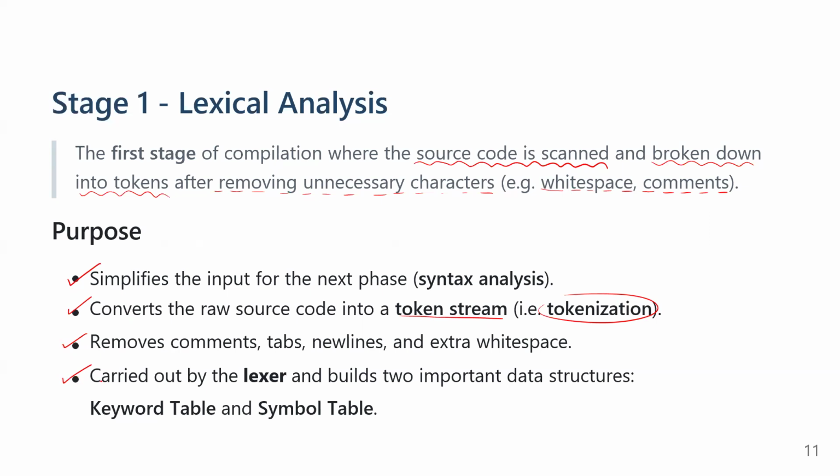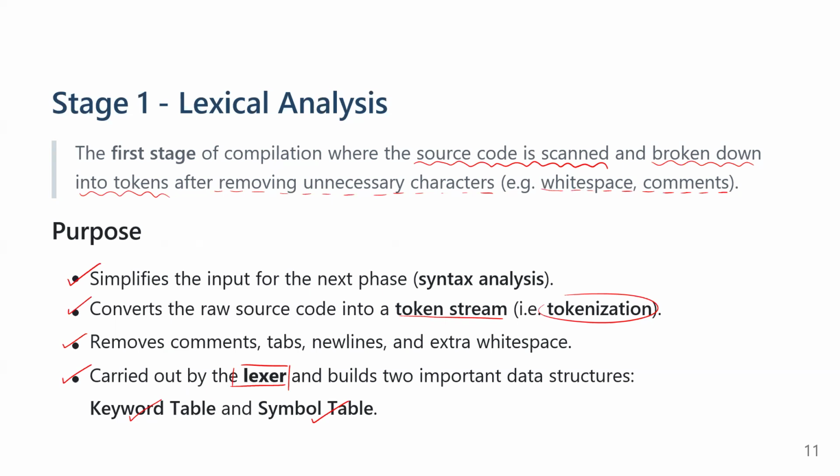And once and for all, one more important thing is that lexical analysis is conducted by a program called the Lexer. And the Lexer builds two important data structures called the keyword table and a symbol table. So if you remember from the previous simple definitions I gave you, a symbol table is essentially a table that contains a list of all the different identifiers you're using in your program.